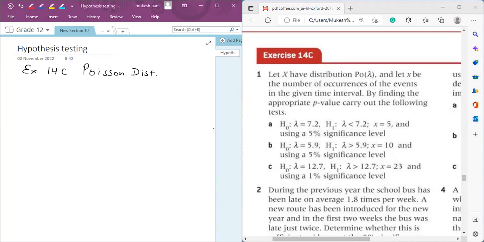Okay, it means what we have to do. We have a Poisson distribution, and its parameter is 7.2. We have to find the probability for X less than, because H1, the alternative hypothesis, is looking for less than, and X equals 5. So here we will use the calculator to find the probability.